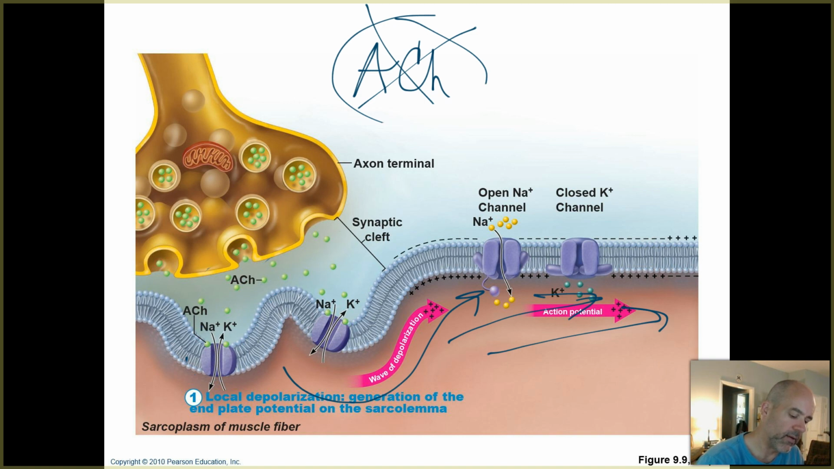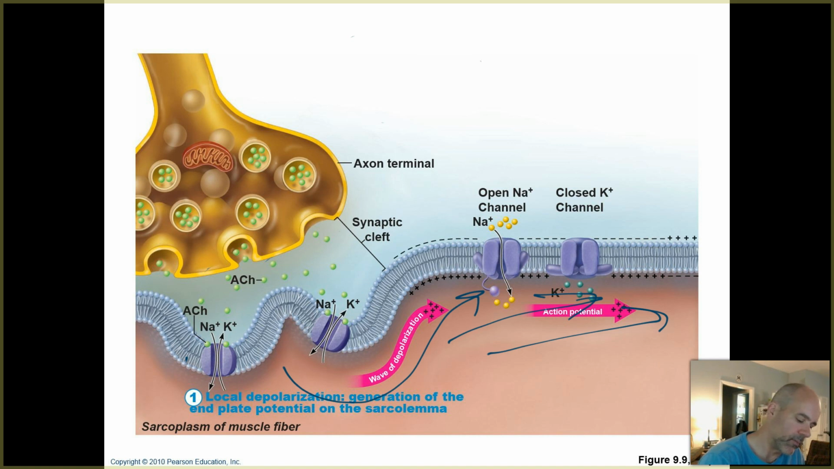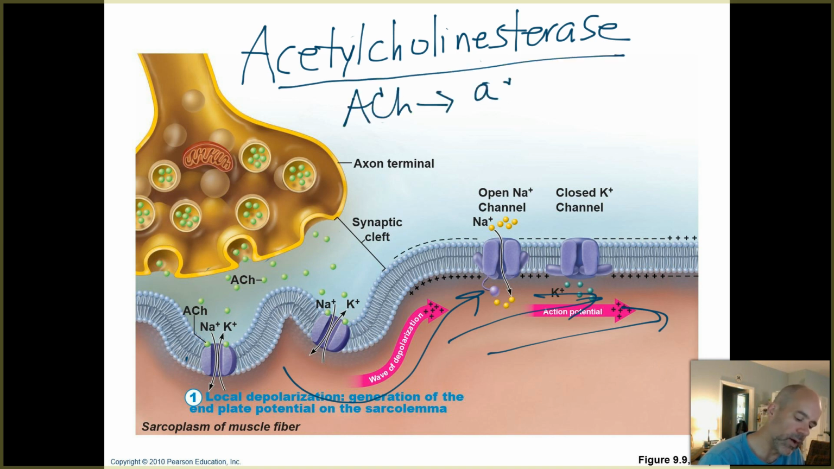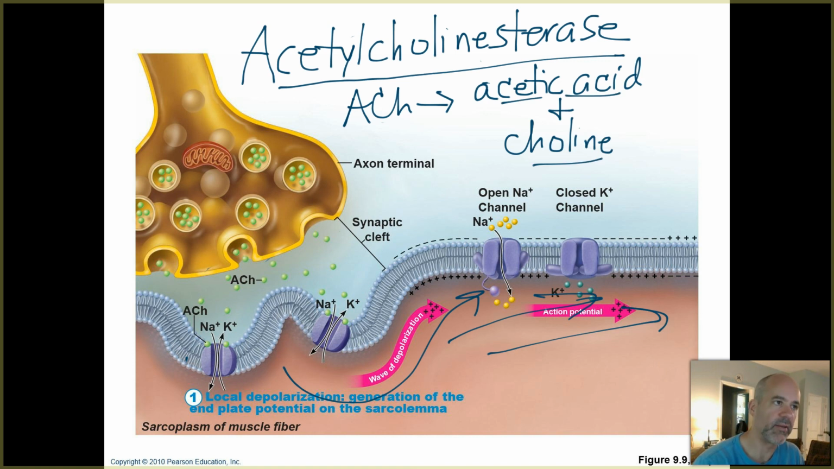that are present in the synaptic cleft, and they have a really long name. They're called acetylcholinesterase. And those are enzymes that take acetylcholine and split it into acetic acid and choline. So you're taking that bigger molecule and you split it in half, basically. It's probably not literally in half, but you split it into two smaller molecules.